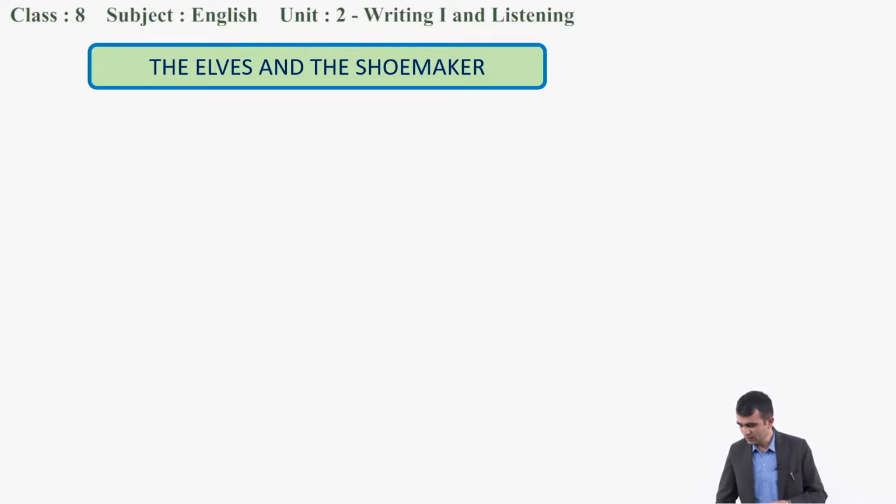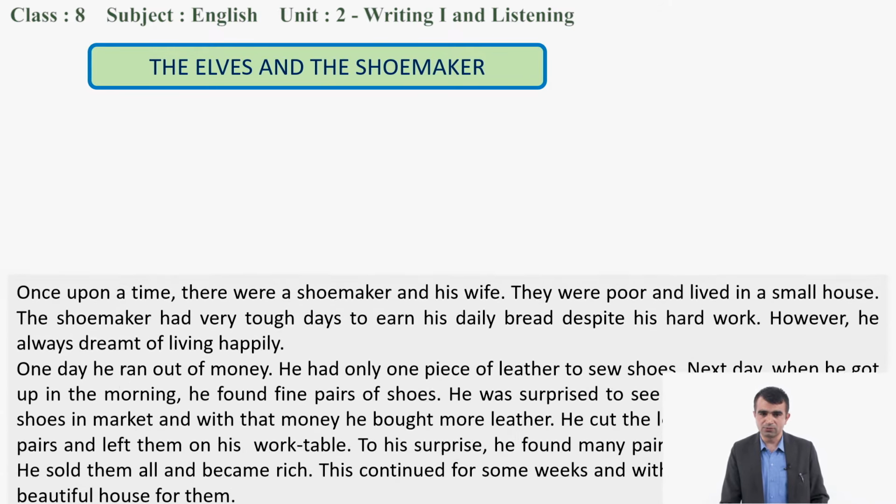Here, how is it started in the book? A poor shoemaker and his wife. Now, how do you start? Once upon a time there was a poor shoemaker, or there was a shoemaker and his wife. They were poor, or how do you write? Now here I am going to present one sample writing. You try yourself. You can read this one.